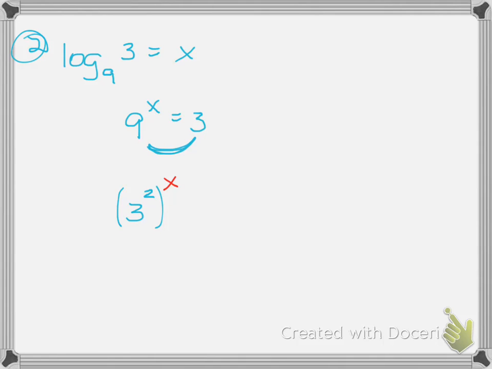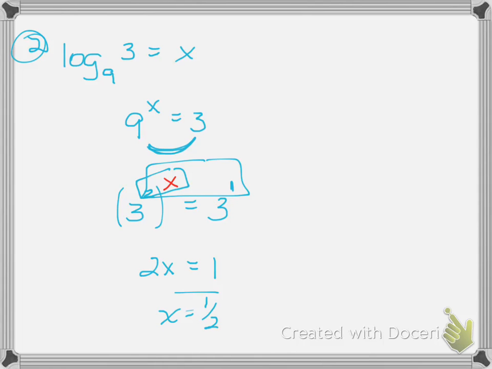So 3 squared to the x is equal to 3, and obviously that would really technically be 3 to the first. Now look at that, right? What do we do when we raise a power to a power? We multiply exponents. That's really 2x. We could set that equal to 1, right? So x must equal 1/2.